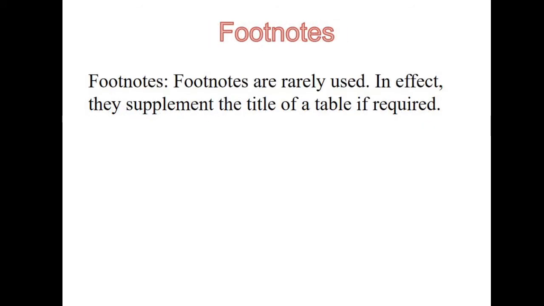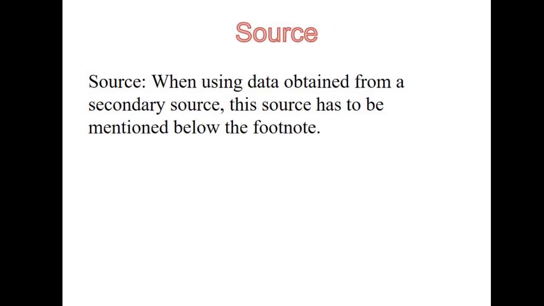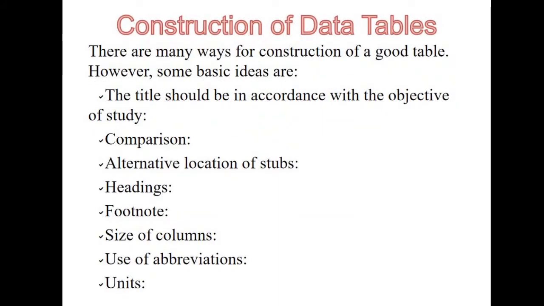Footnotes. Footnotes are rarely used. In effect, they supplement the title of the table if required. It's not always needed. If you need it, you can add it. Source. When using data obtained from a secondary source, this source has to be mentioned below the footnote, that is called the source. Okay. So, on constructing the data table, what is the character of a good table? What are the basic needs to construct a good table?